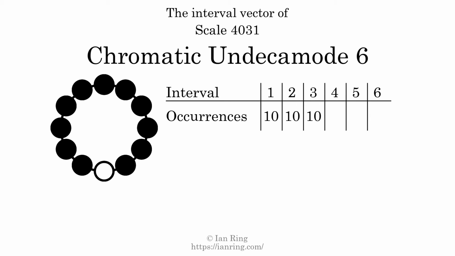There are 10 intervals with the size of 3 semitones. They are here, here, here, here, here, here, here, here, here, and here. There are 10 intervals with the size of 4 semitones, shown one by one. There are 10 intervals with the size of 5 semitones, also shown one by one.